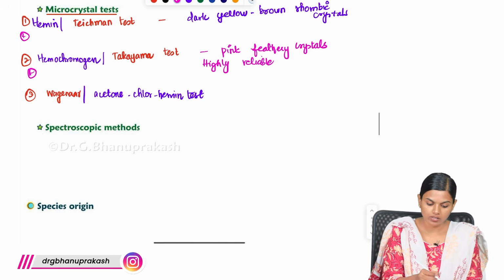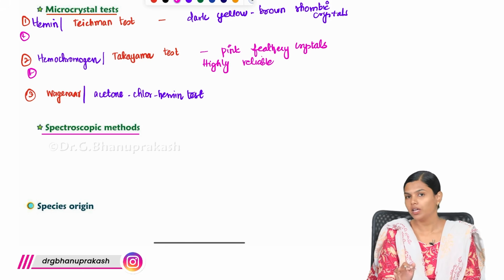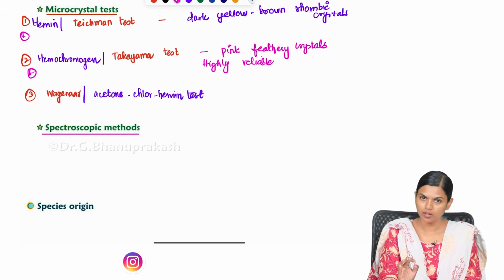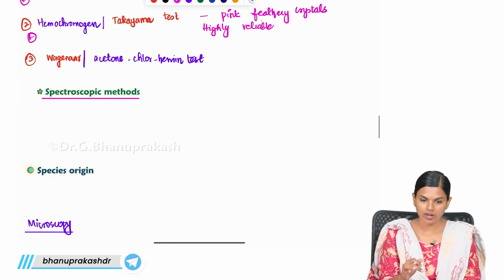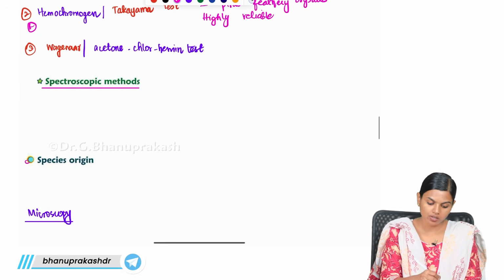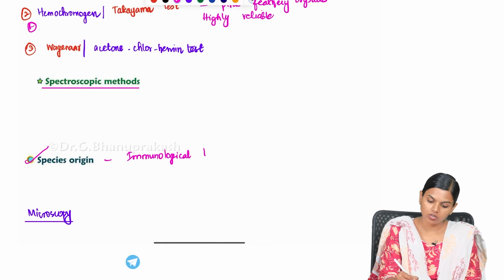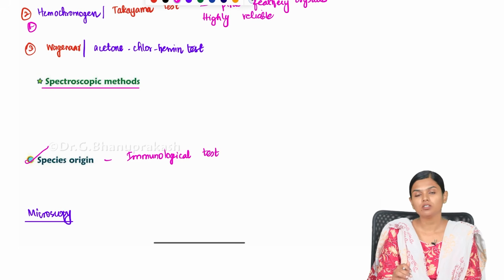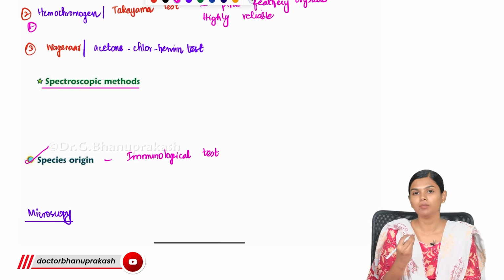Next, another confirmatory test is spectroscopic studies. We will do the spectroscopic analysis and we will be able to identify whether it is actually blood or not. You will run electrophoresis and identify the spectrum. Also, you can find the species origin by doing immunological test. All these tests will tell you whether it is blood or not.